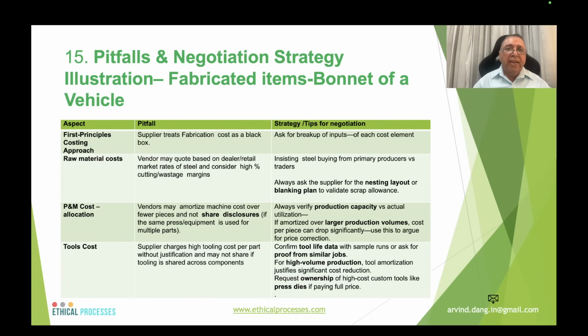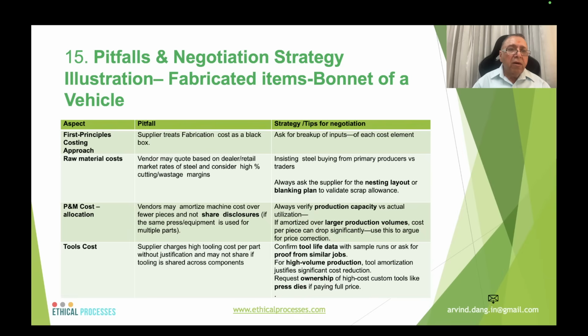Now, pitfalls and negotiation strategy. The negotiation has three aspects, three columns. One is the aspect, the second is the pitfall, and the third is the strategy or the tips for negotiation. First, the first principle costing approach. The supplier treats fabrication cost as a black box, so you have to ask for the breakup of the inputs for each cost element, not merely the lump sum cost.